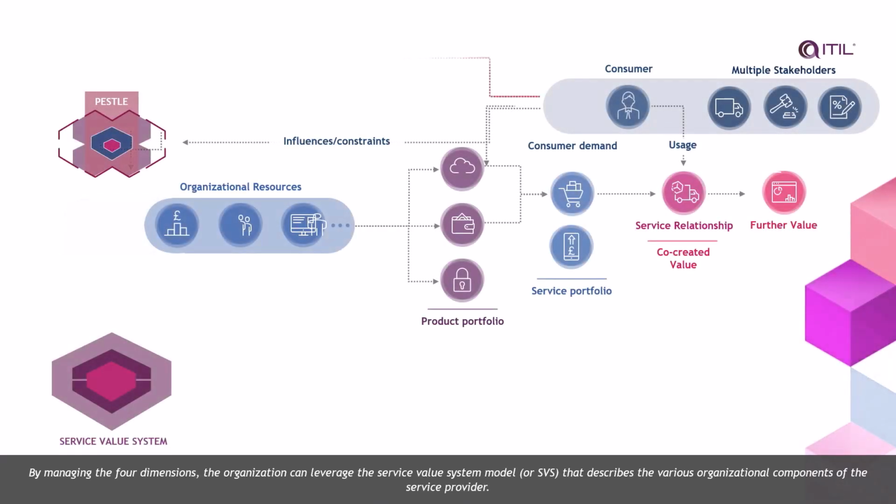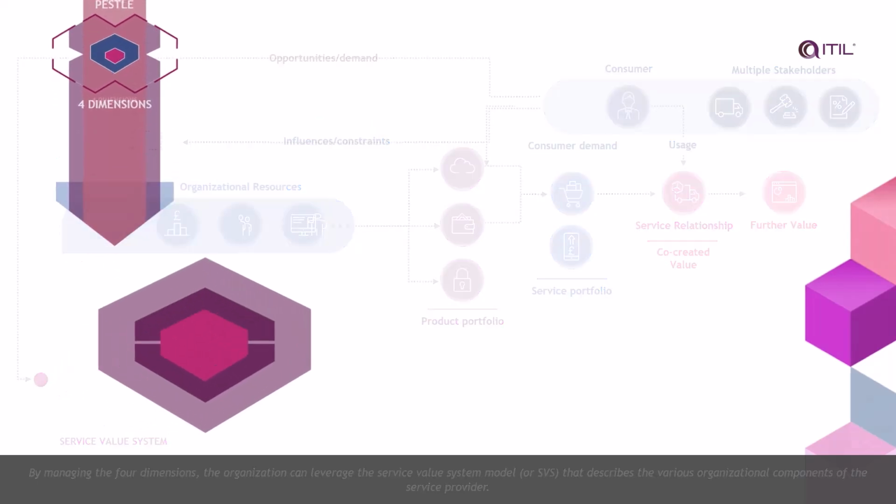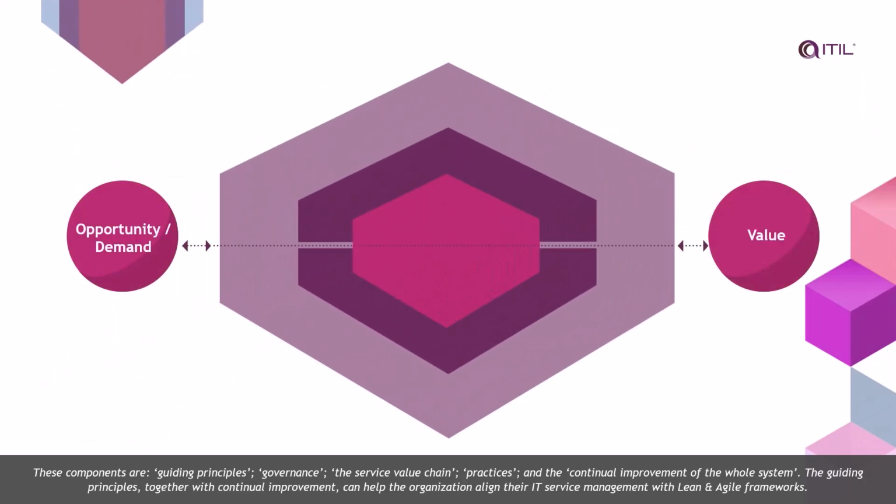By managing the 4 dimensions, the organisation can leverage the Service Value System Model, or SVS, that describes the various organisational components of the service provider. These components are guiding principles, governance, the service value chain, practices, and the continual improvement of the whole system. The guiding principles, together with continual improvement, can help the organisation align their IT service management with lean and agile frameworks.